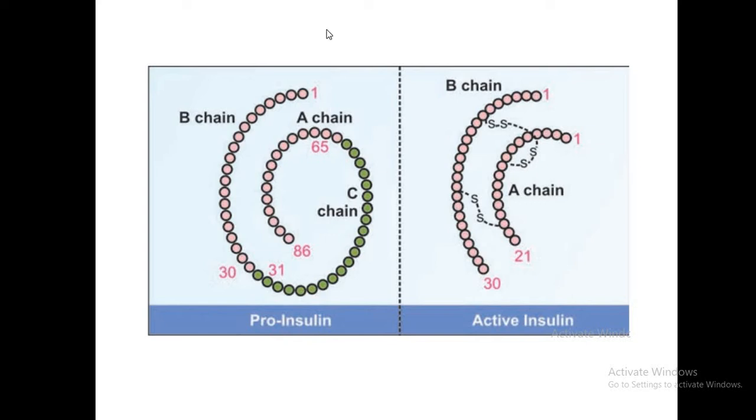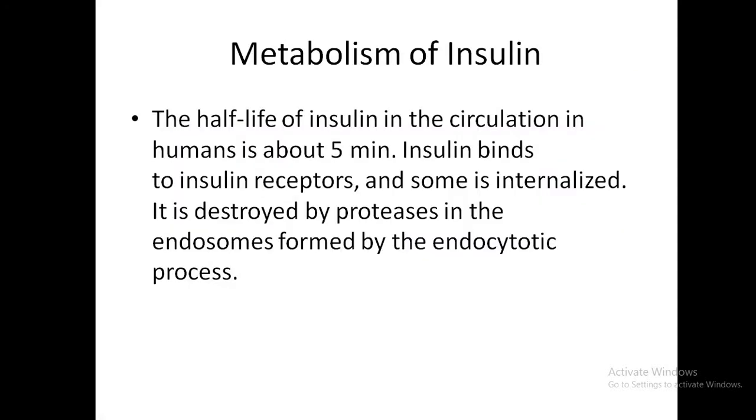See, here you can see the proinsulin and then the active insulin, which has got the two disulfide chains connecting the two subunits, and an intra disulfide chain in the A subunit. Metabolism of insulin. Half-life is around 5 minutes. It binds to insulin receptors and some is internalized, destroyed by proteases in endosomes formed by endocytosis.